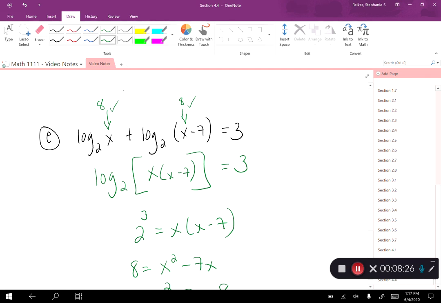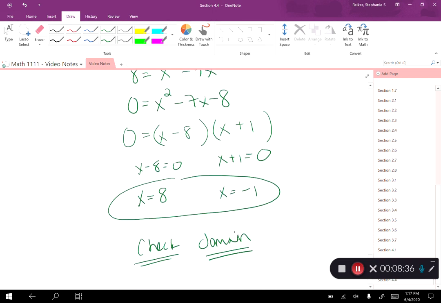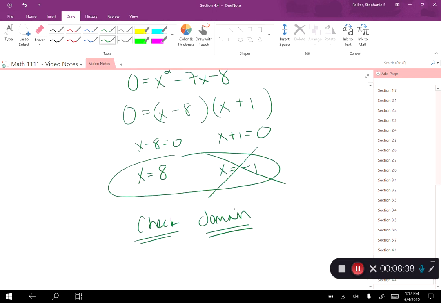But what happens when I plug in negative 1? I have log base 2 of negative 1. I cannot take the logarithm of a negative number. So guess what? Negative 1 does not work as a solution, but 8 does. So this particular problem has one solution at x equals 8.